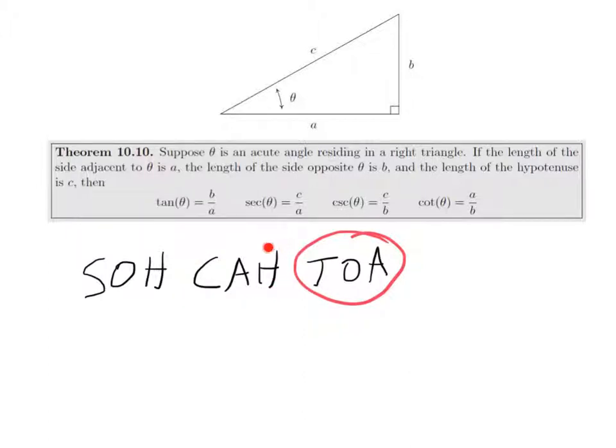Cosine is adjacent over hypotenuse, that would be a over c, so its reciprocal secant would be hypotenuse over adjacent, c over a. And cosecant is the reciprocal of sine, opposite over hypotenuse, so cosecant will be hypotenuse over opposite. So these follow directly or indirectly from SOHCAHTOA. It's a nice way to remember this.